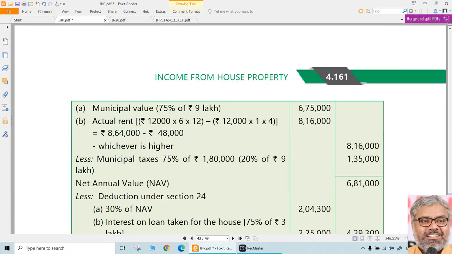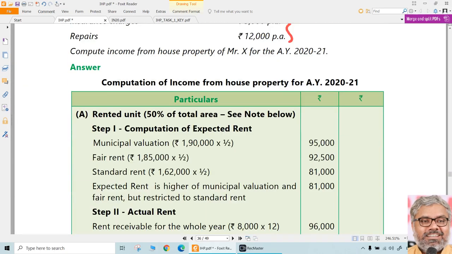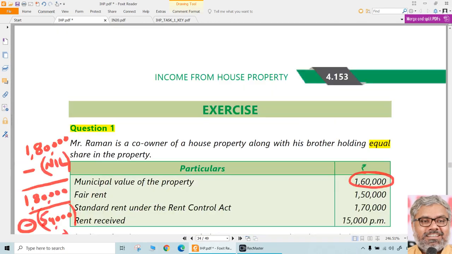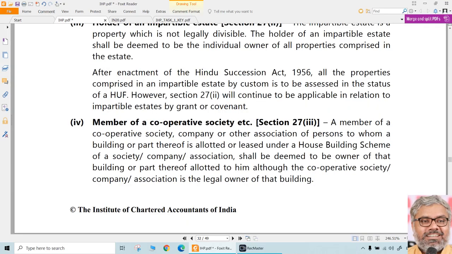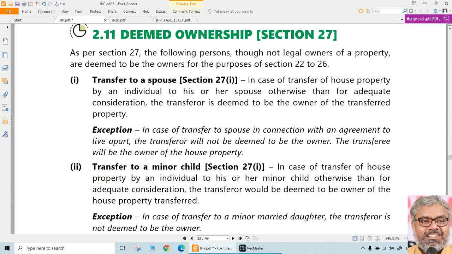You can also just generally go through them, but ideally if a theory question comes on what is deemed ownership, you have to write the headings at least. Why should deemed ownership be there in the first place? Though there is no legal ownership in his name, the person is considered or deemed to be the owner of the property. So all these deemed ownership provisions are contained in section 27.